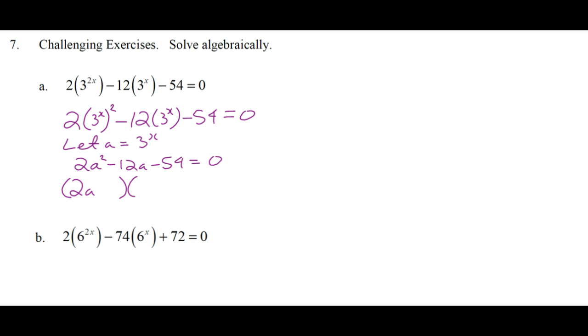Okay, so we want to factor that. What, 9 and 6? Yeah, 18 and 6, that'll work. No, they're all even. Should have factored a 2 out, eh? Okay. So at this point you divide both sides by 2, and you just get a squared minus 6a minus 27 is 0. So a minus 9, a plus 3.